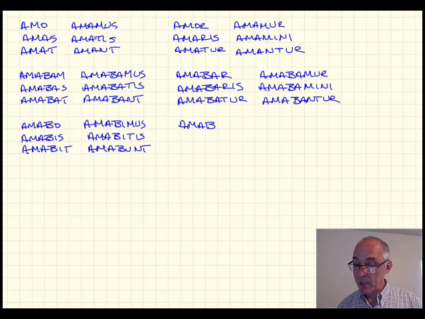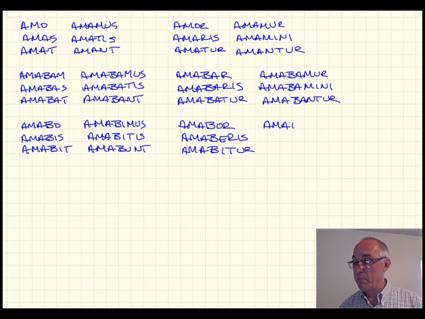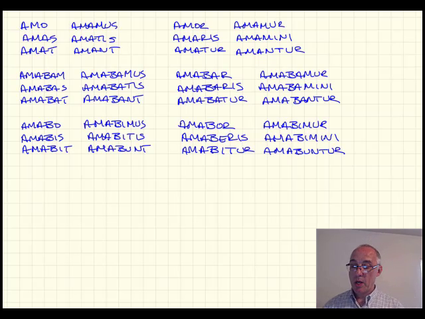Amabor, amaberis, that's that one little exception here. Amabitur, amabimur, amabimini, excuse me, amabuntur. I'll repeat it because it's so important. Notice that on the left-hand side, the active side, we just have the active endings, and on the passive side, we have the passive endings.